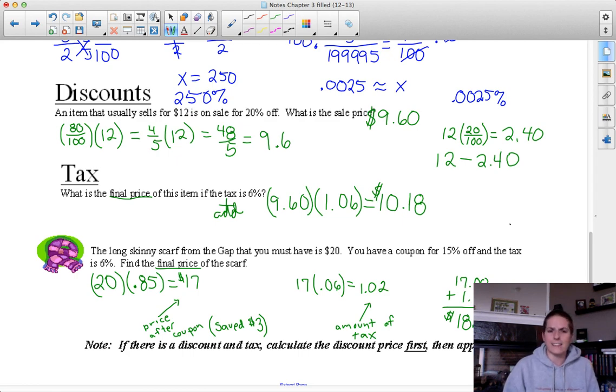And then I think the little note there at the bottom is kind of a silly one, but there are some people who aren't sure about it. But remember that if there's a discount and a tax, you should calculate the discount price first, then apply the tax. Otherwise it just doesn't work out. So, government wants everything they can get.